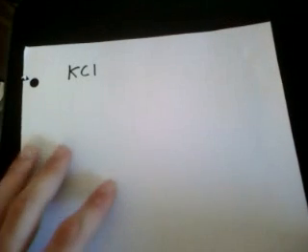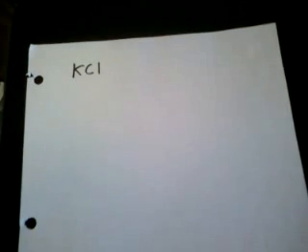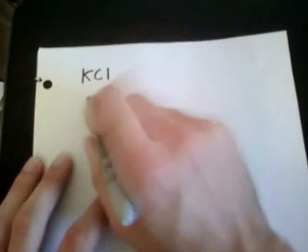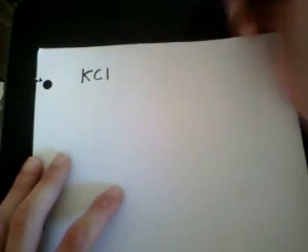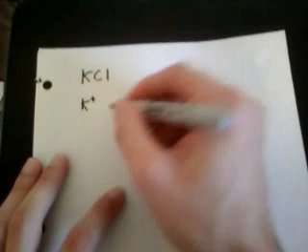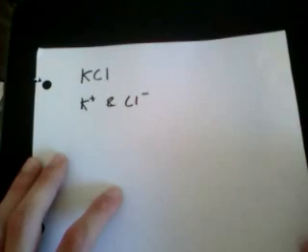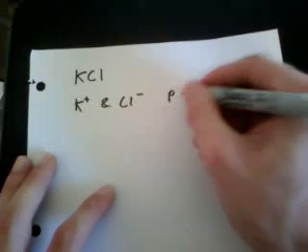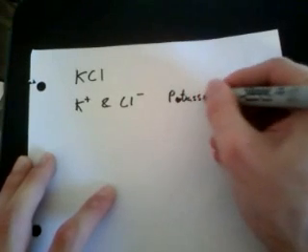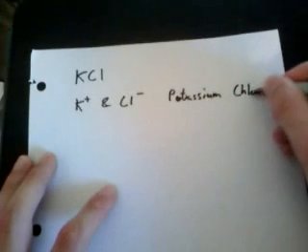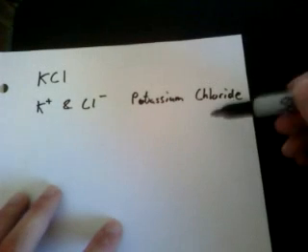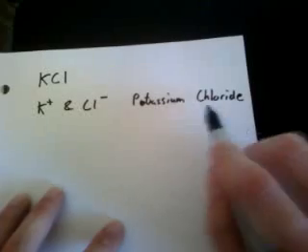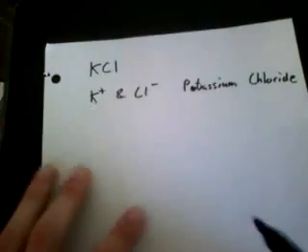Here we have KCl. What's the name of this? Well, if we look at our cation, it looks like we have the potassium ion, K+. And our anion is going to be Cl-. So we have K+ and Cl-, and we're going to call that potassium chloride. Remember, for binary ionic compounds, the anion is always going to have the suffix -ide attached to the root word of the element. So that one was pretty easy. Let's go on to another one.